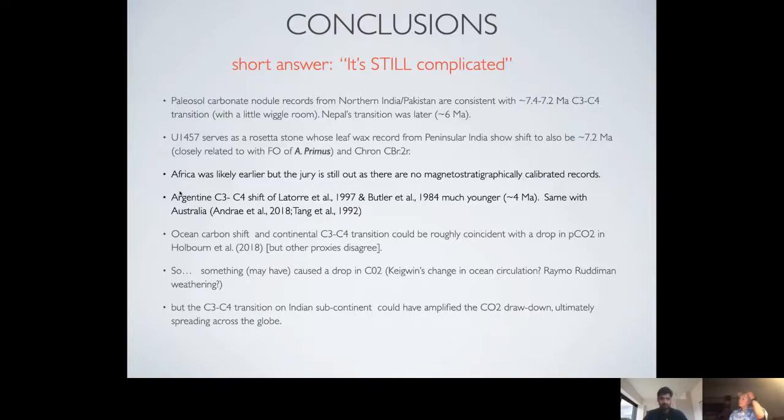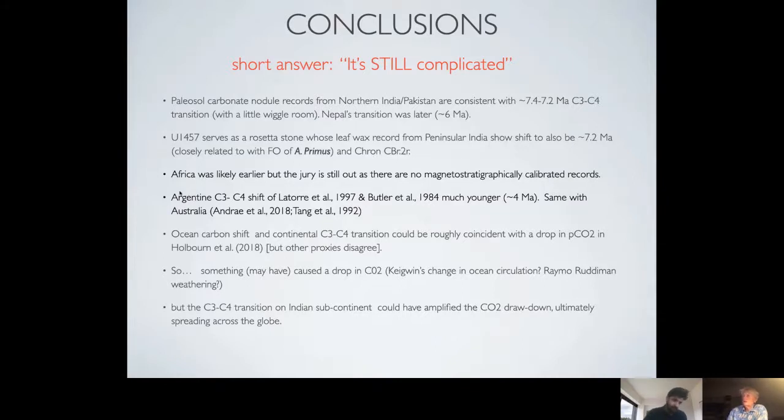So the conclusions are that paleosol carbonate nodule records from northern India and Pakistan are consistent with a 7.4 or 7.2 million year vegetation shift. Nepal's transition was later. The DSDP core, or the IODP core I showed you, serves as a Rosetta Stone, and it shows that peninsular India had a shift at 7.2 million, and Africa was likely earlier, but the jury's still out, as there are no magnetostratigraphically calibrated records.